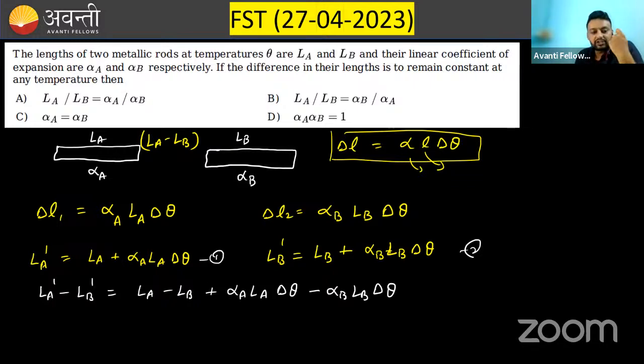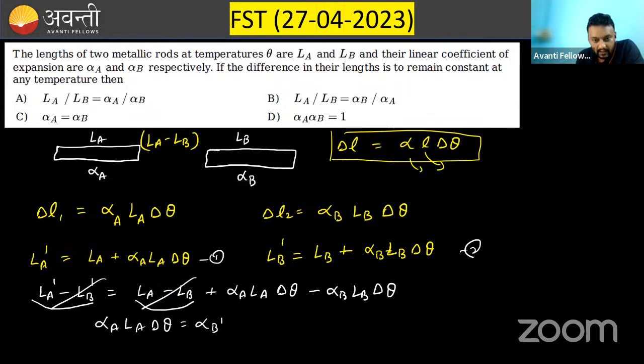Now, according to the question, the change in length is constant. That means this new difference and the original difference are equal. That means they can be cancelled. They are equal, not the difference is equal. That means the term remaining is alpha A LA delta theta is equal to alpha B LB delta theta. Delta theta can be cancelled.